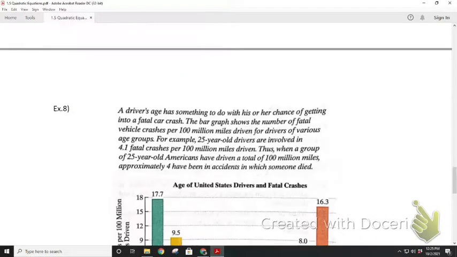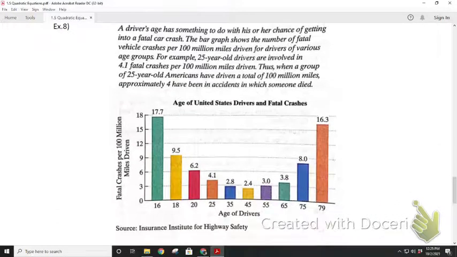All right, I printed this for everyone. Sorry, it's a little depressing. It's about car crashes, but the math is important to be able to do. Some data was taken from this insurance institute, and they did car crashes by age group. So that's real data right there.